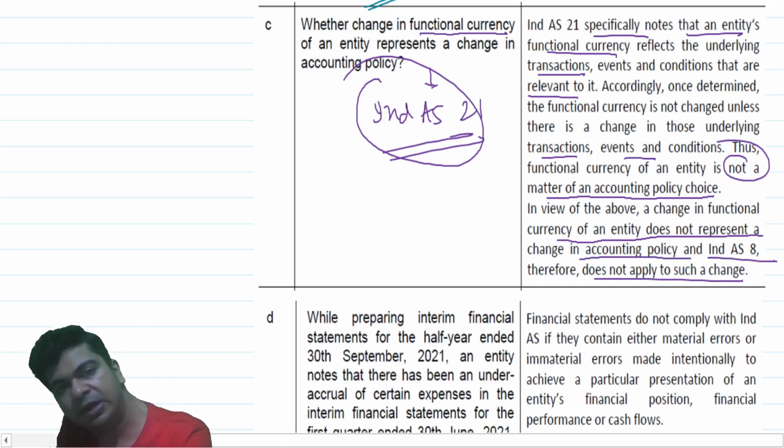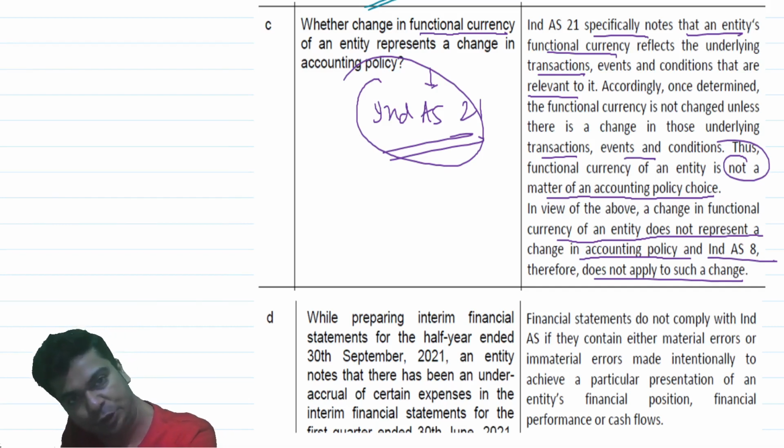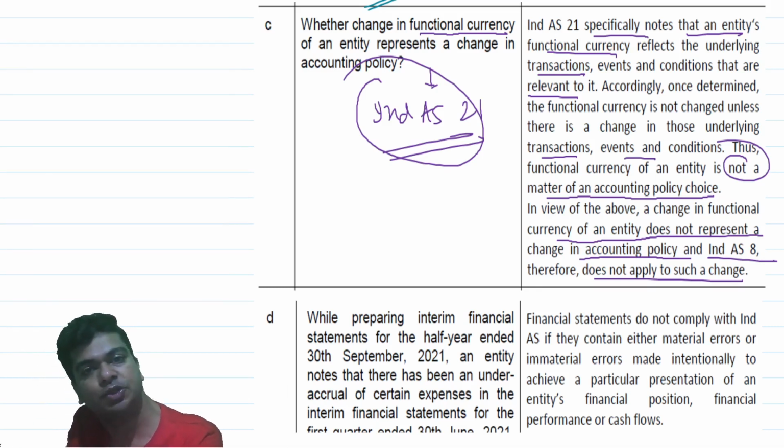Actually, it's not given in the response that its effect should be given prospectively, but that is what Ind AS 21 says, that if at all there is a change in functional currency, you will change it prospectively.